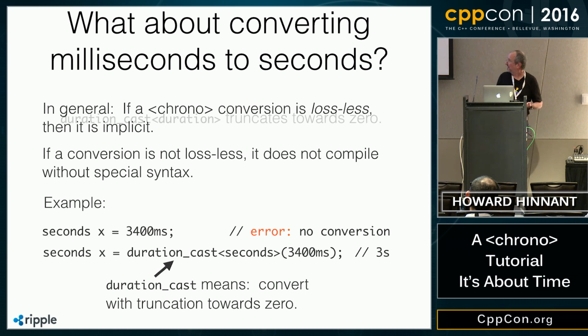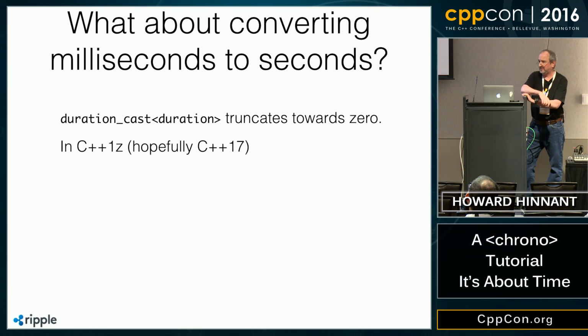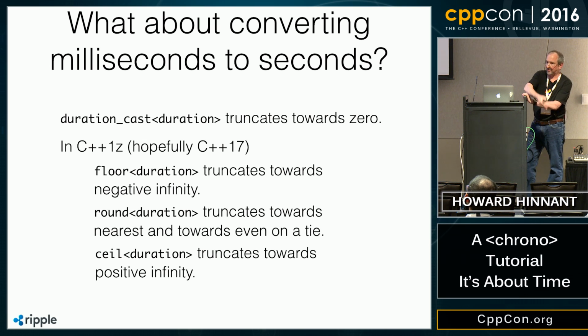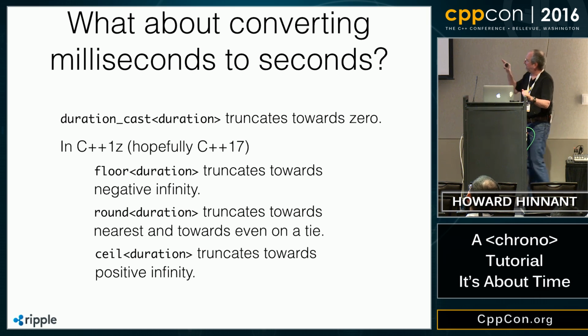In C++17, you'll get new rounding modes. There'll be floor for always truncating towards negative infinity, ceiling for always truncating towards positive infinity, and round for rounding to nearest, with to-even on a tie. And if you absolutely need those before C++17, my website has them. And it's this much code, you can just copy paste it. There's no copyright issues or anything like that.